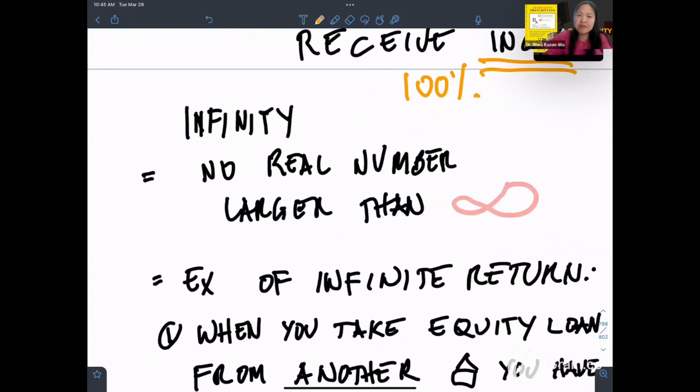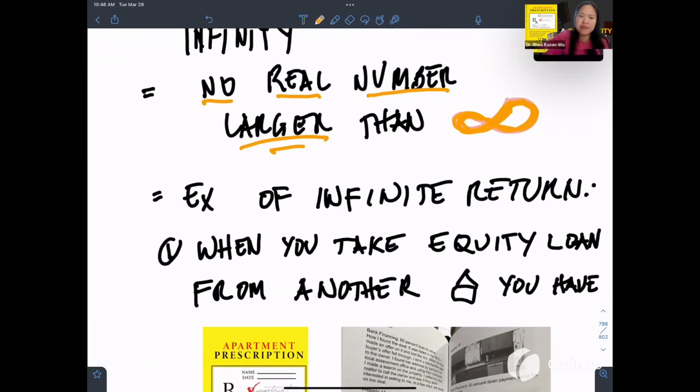So infinity means there is no real number larger than infinity. You would ask me, hey, Ria, is 1 million bigger than infinity? Is 1 trillion bigger than infinity? No. No real number is larger than infinity. Infinity is way bigger.